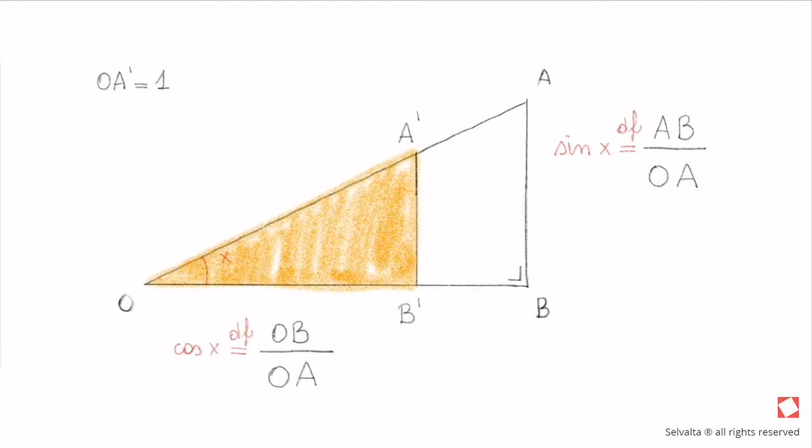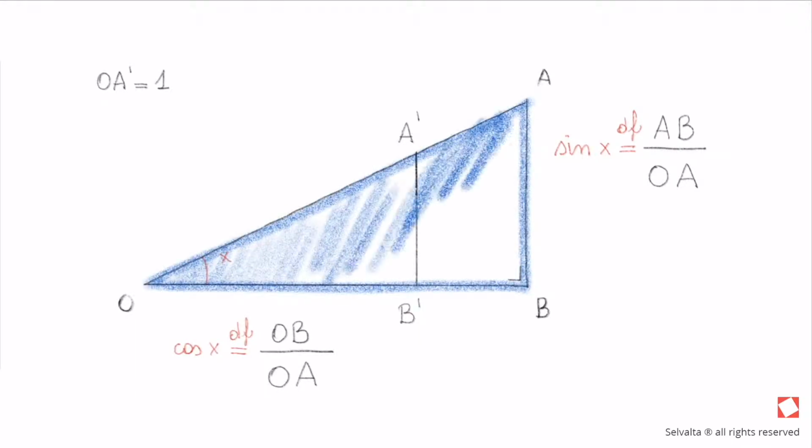You can see the two similar triangles in the figure. OA prime B prime is yellow and OAB is blue. The yellow triangle is the normalized version of the blue triangle, the initial one.